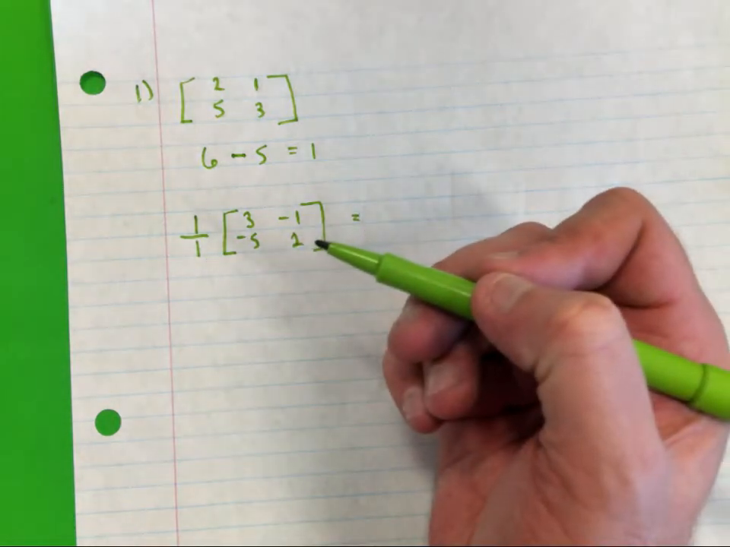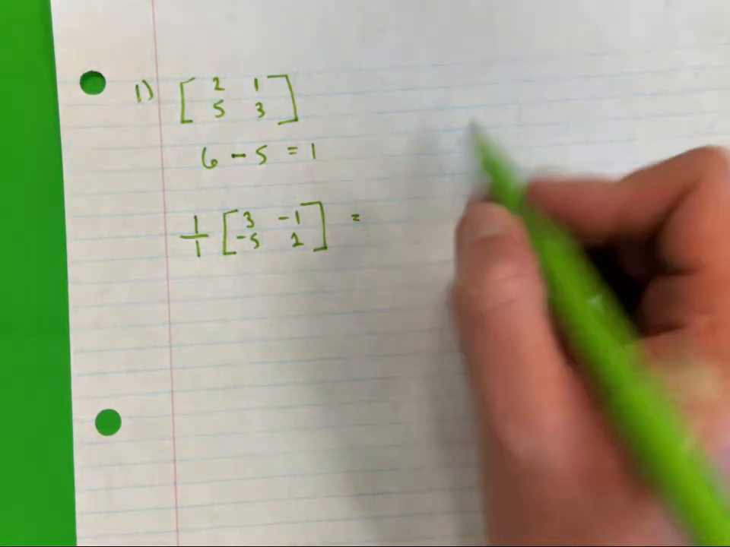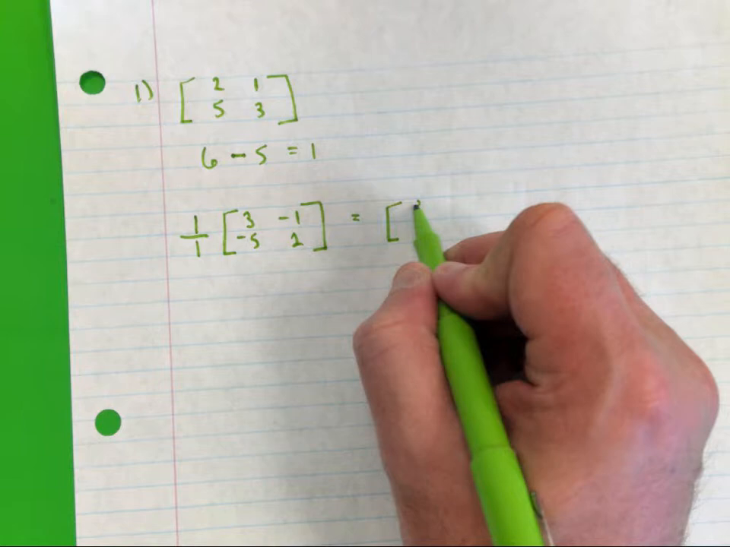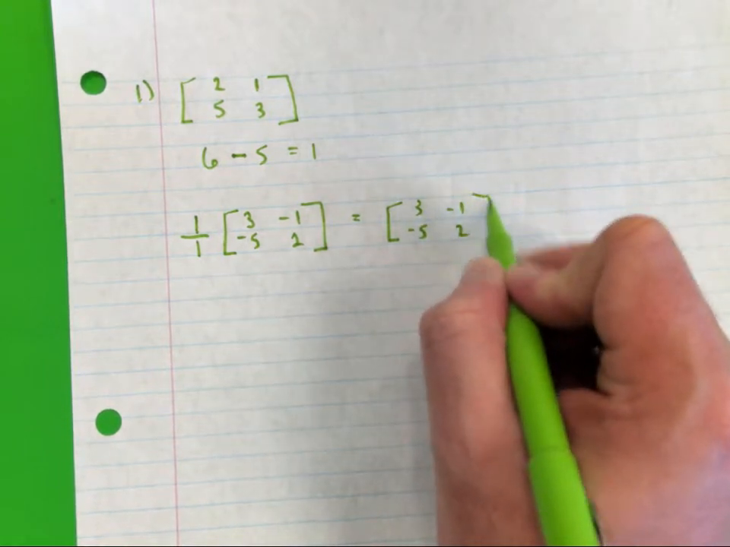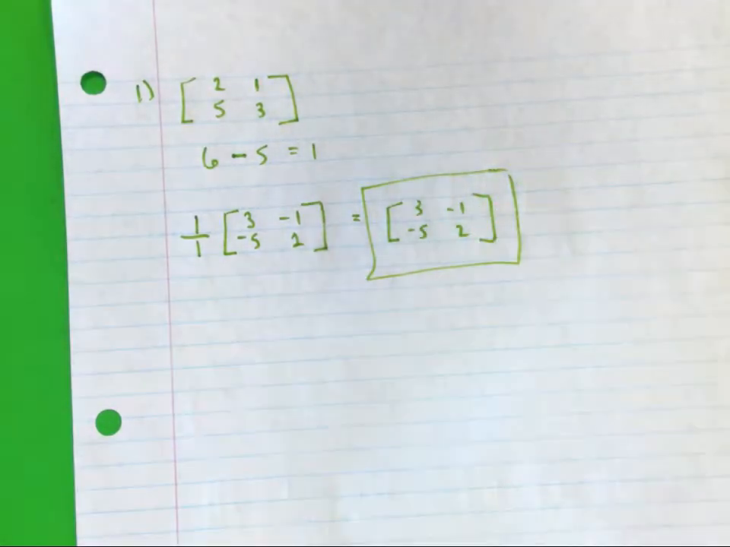And what's 1 over 1 equal to? So you just distribute that 1 to everything. So your answer is that. That's your inverse.